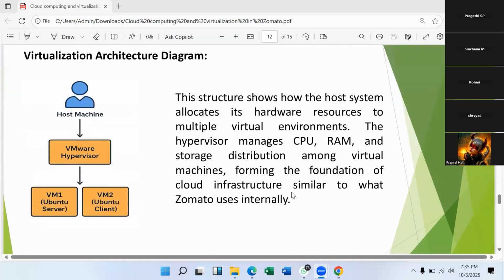Virtualization architecture diagram. This is the virtualization architecture diagram. This structure shows how the host system allocates its hardware resources to the multiple virtual environments. The hypervisor manages the CPU, RAM, and storage distribution among the virtual machines, forming the foundation of the cloud infrastructure similar to what Zomato uses internally. Next will be continued by Prajwal.